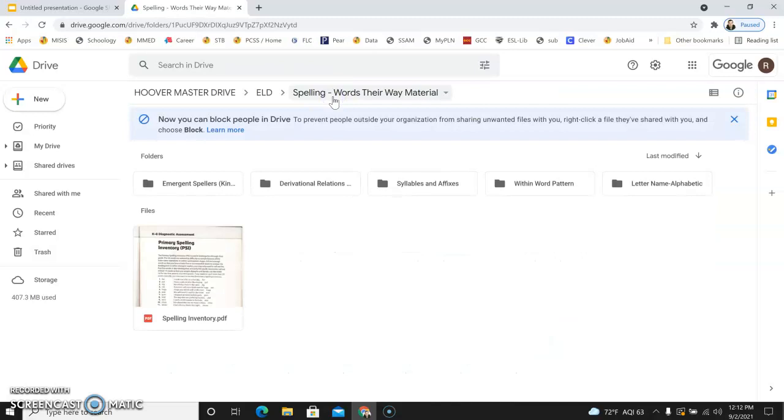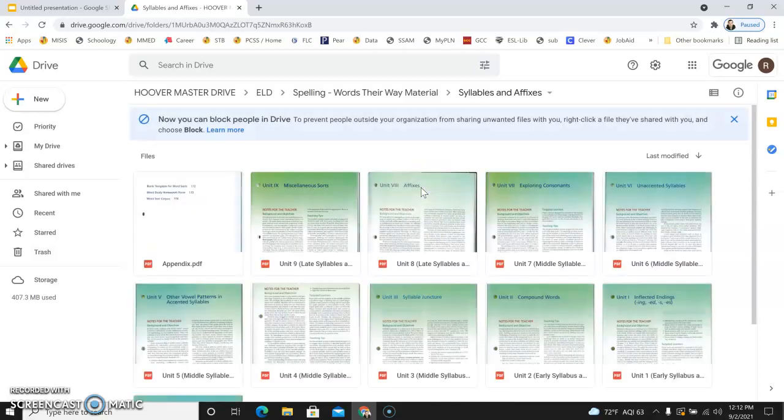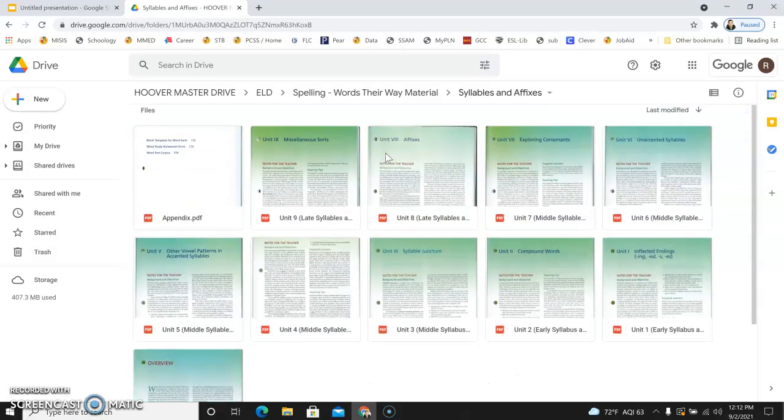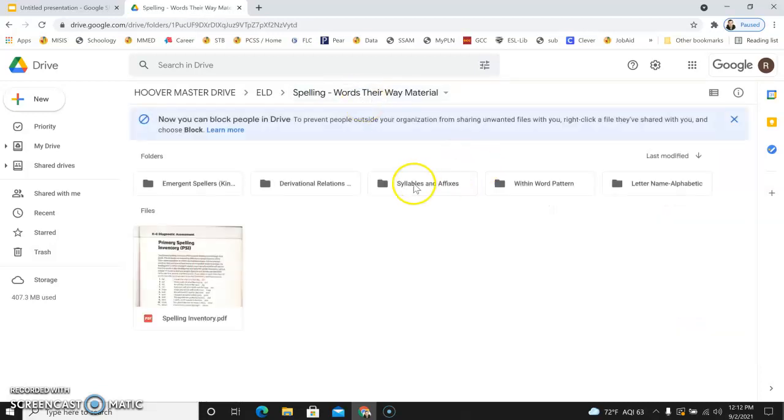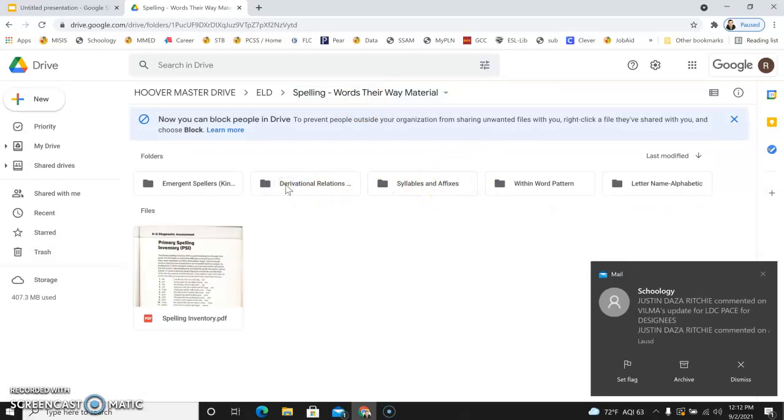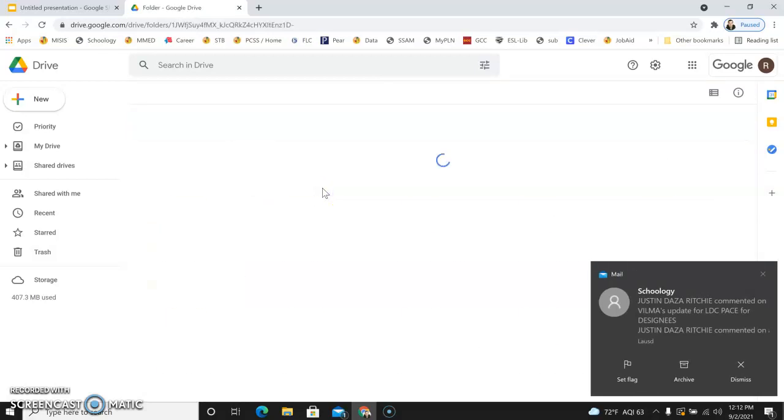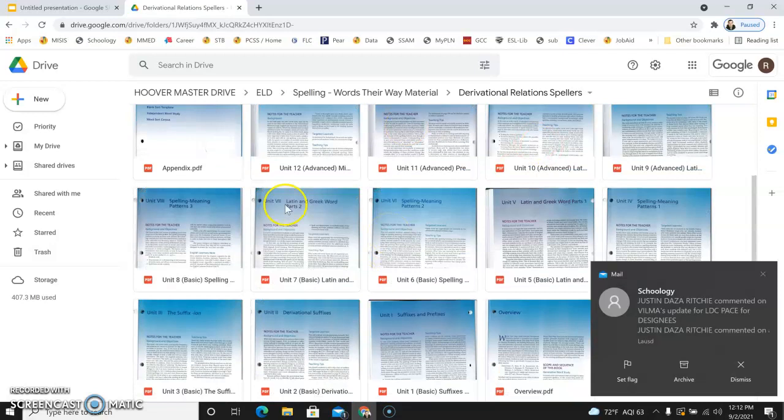Lastly, for fifth grade, we might want to start at the syllables and affixes stage of spelling. If you click on the folder, you'll see that we have the units associated with syllables and affixes. You can start with Unit 1 and work your way through the units, with the hope of eventually getting to the derivational relations stage of spelling and the units associated with that.